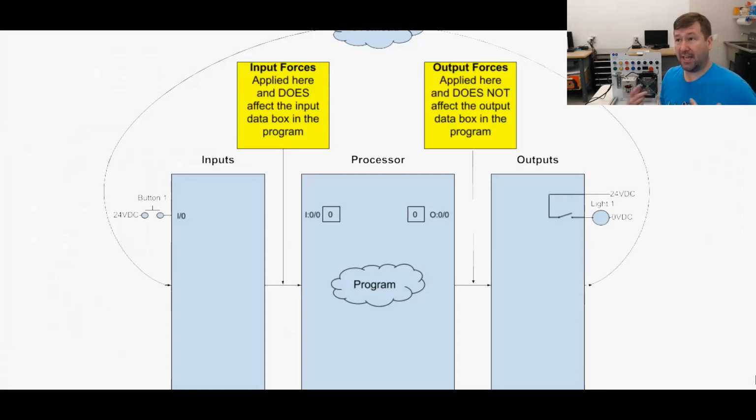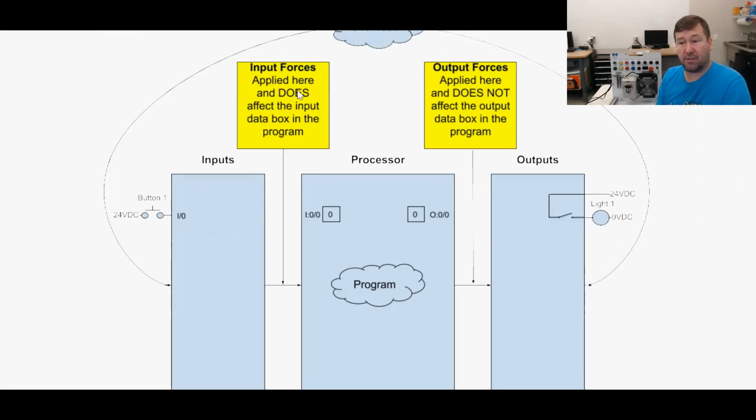Here is our scan cycle from our scan cycle video, and what I've done is I've added where the forces are actually applied. So same as always, a PLC reads its inputs, then it updates its data tables, executes its program, then it updates its outputs based off of the output data tables. Then it goes around, does a little bit of overhead, then it repeats the cycle again.